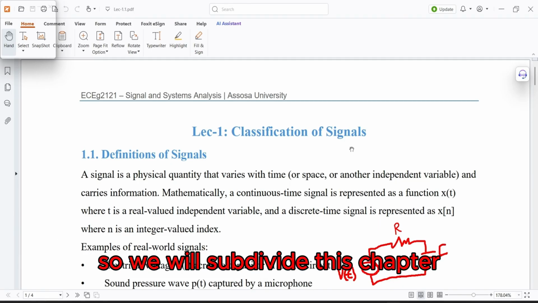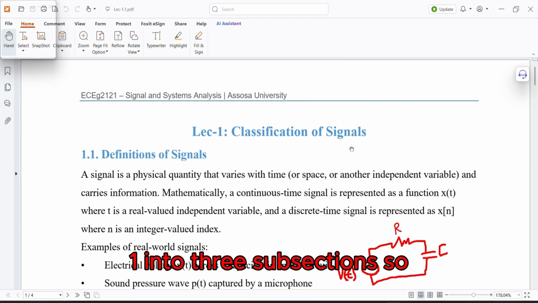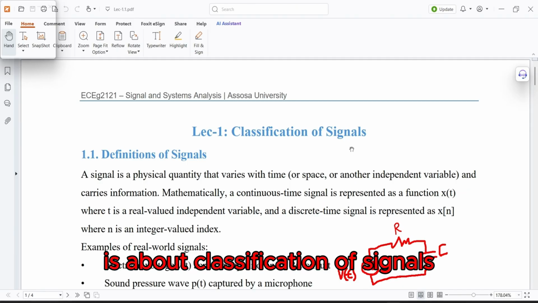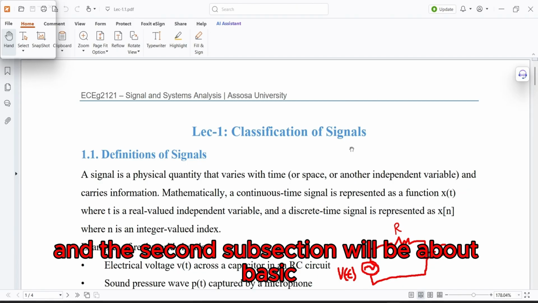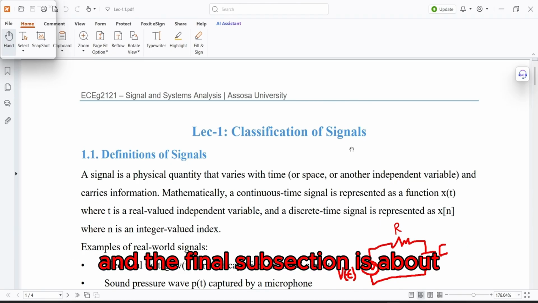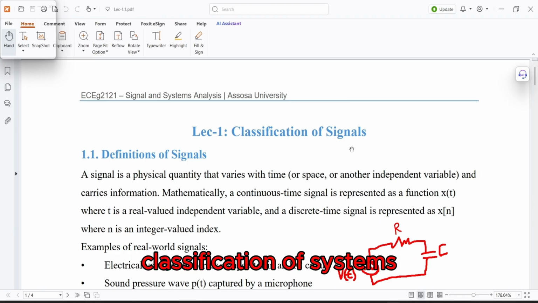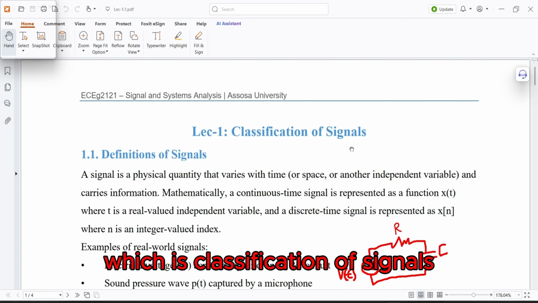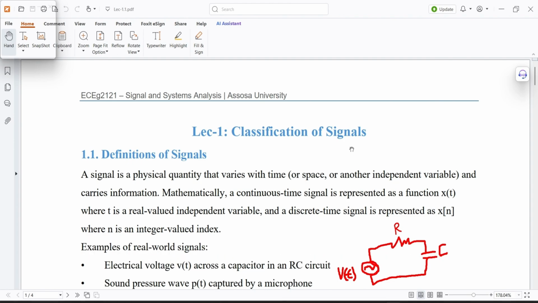So we will subdivide this chapter 1 into 3 subsections. The first subsection is about classification of signals, and the second subsection will be about basic continuous and discontinuous time signals. And the final subsection is about classification of systems. So let us start with the first subsection of this chapter, which is classification of signals.